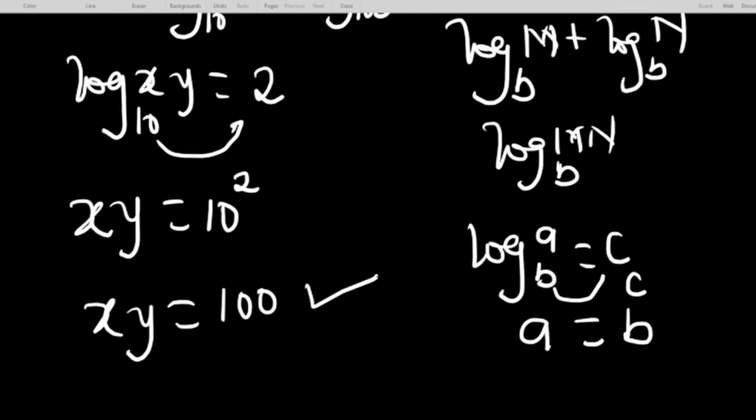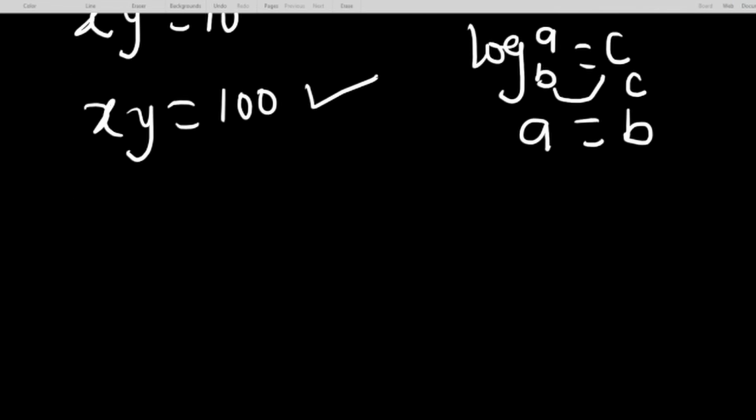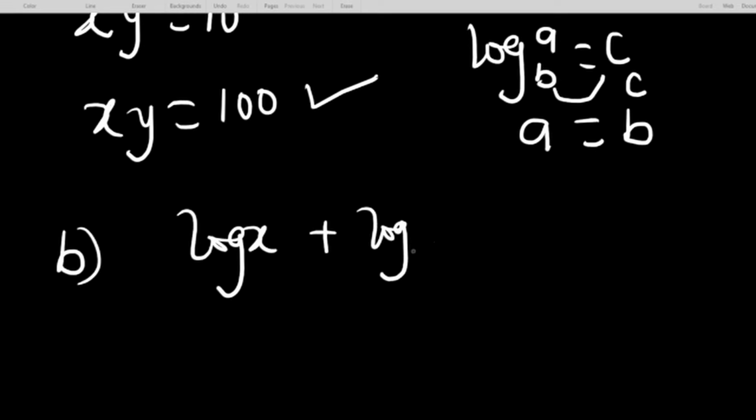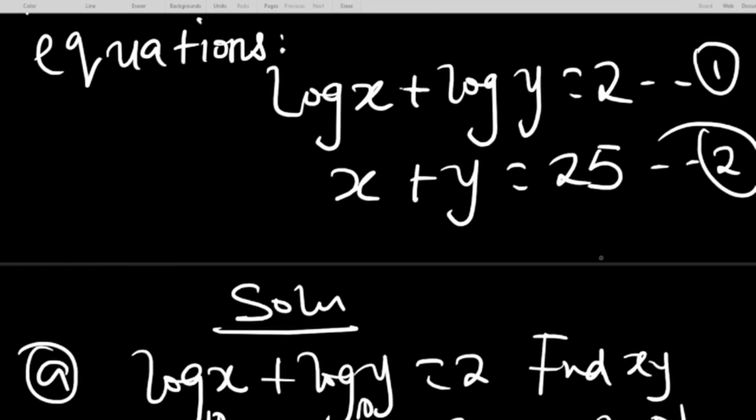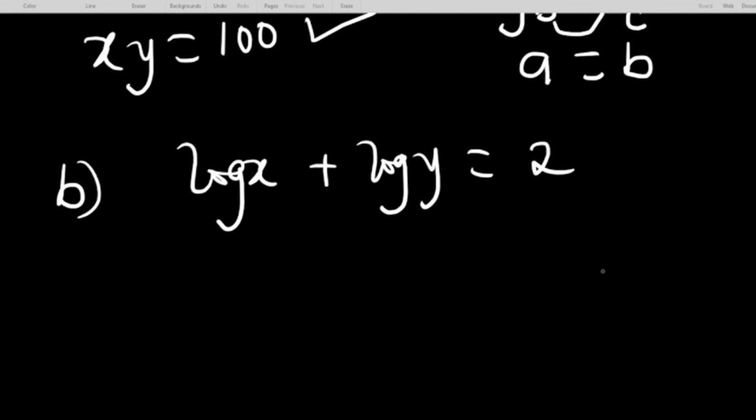Now, having found the first part, the next thing that we have to do is to go to part B and solve the simultaneous equations. So for part B, we have the first equation to be log x plus log y equals 2. Let me check that to be correct. Okay, correct. And then the next one, x plus y equals 25.